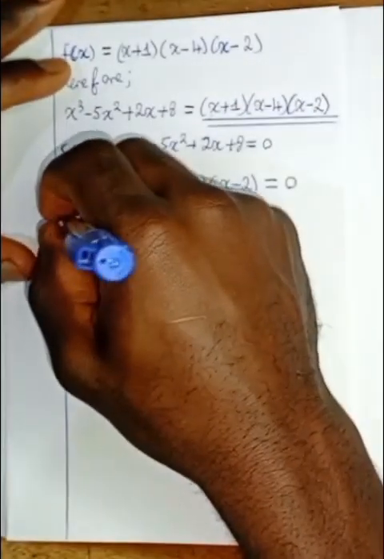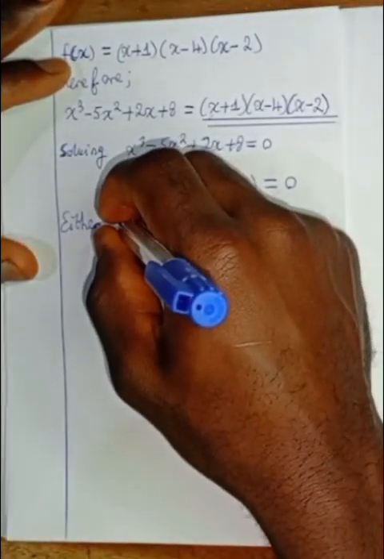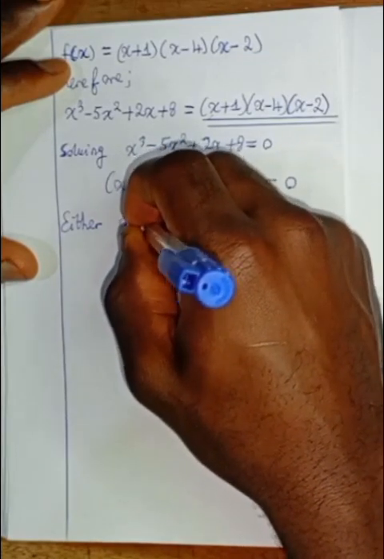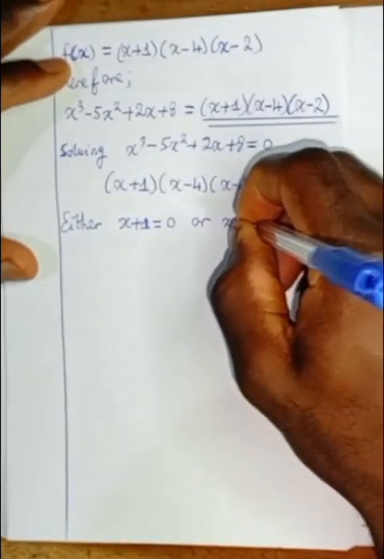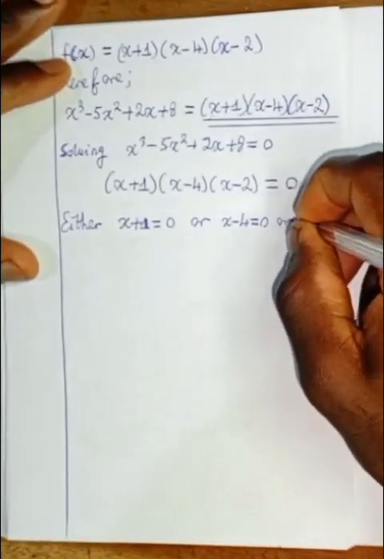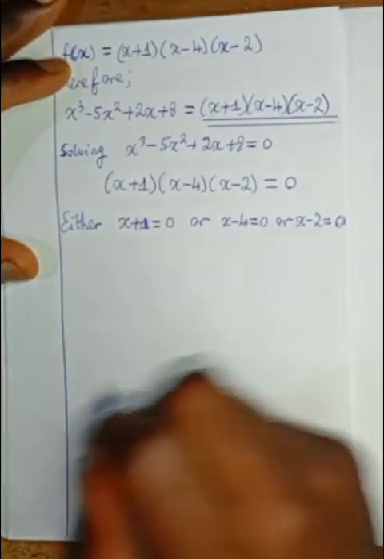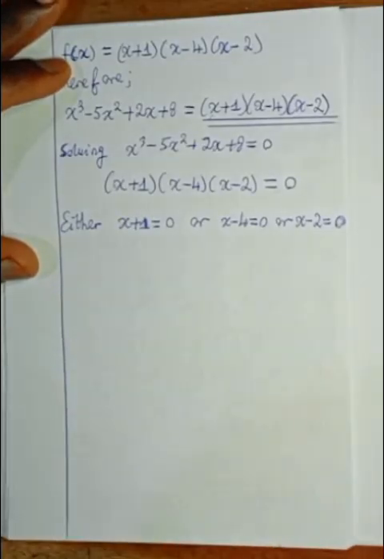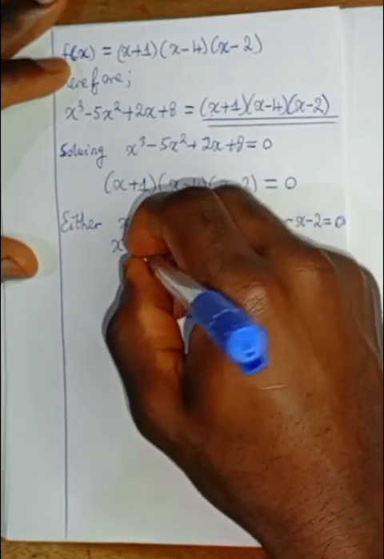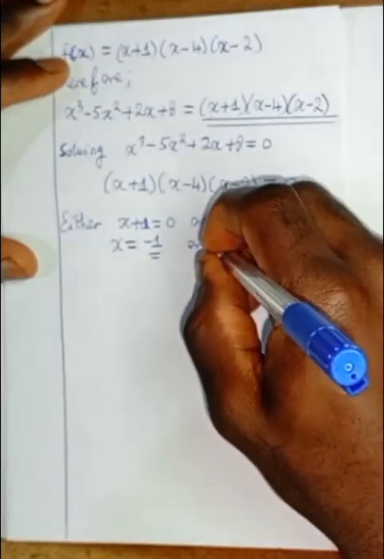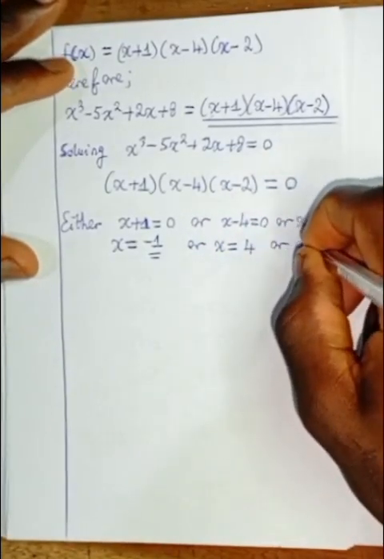At this level, we are going to say, since this is a product, either x plus 1, the first linear factor, will be equal to 0, or the second linear factor x minus 4 is equal to 0, or the third linear factor x minus 2 is equal to 0. So this will give us 1, 2, 3 linear equations, and the 3 linear equations we are going to solve for x. The first one, x will equal negative 1, or the next, x will equal 4, or x will equal 2.